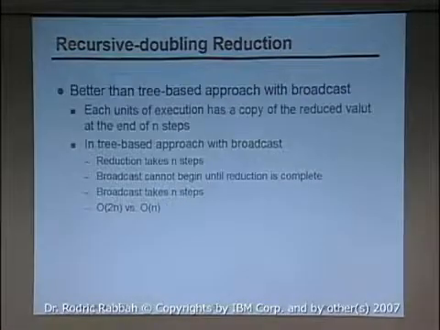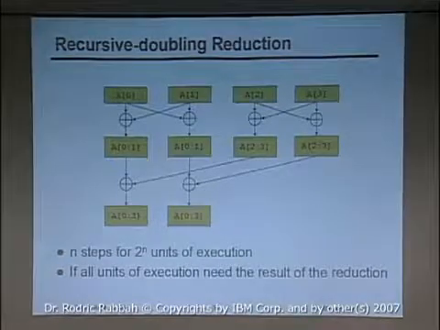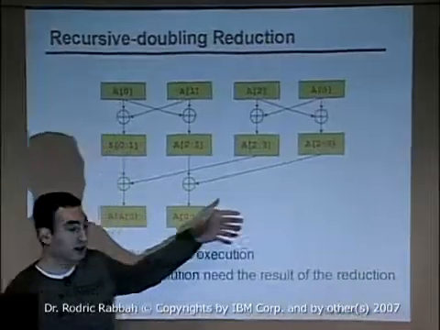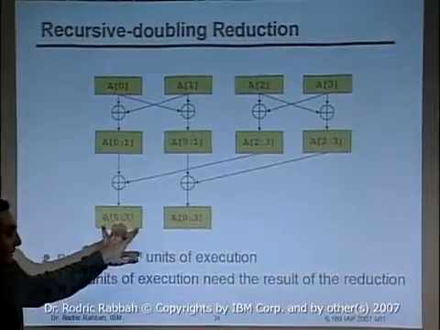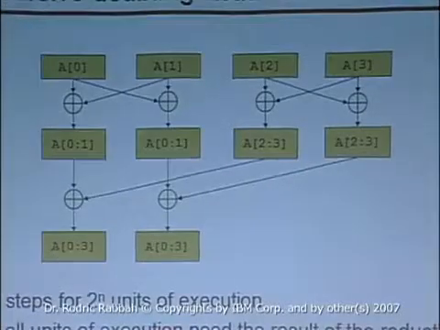Yeah. It was there. I must have lost it in the animation. So you actually do that the other way as well, so that you have the sum A0 to A3 on all the different processors. Sorry about the lost animation.